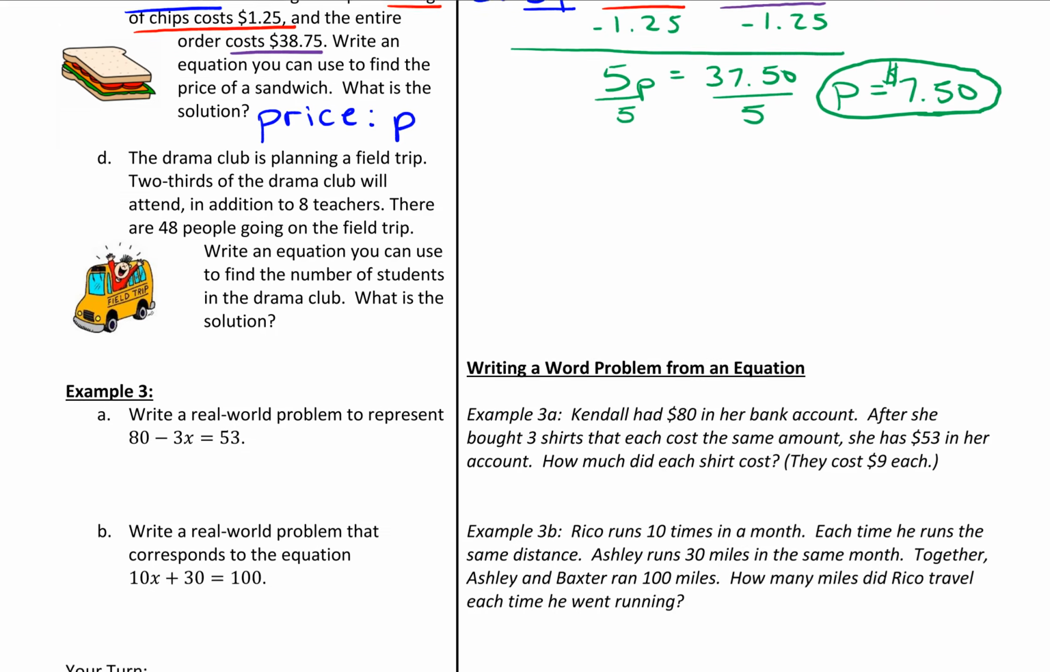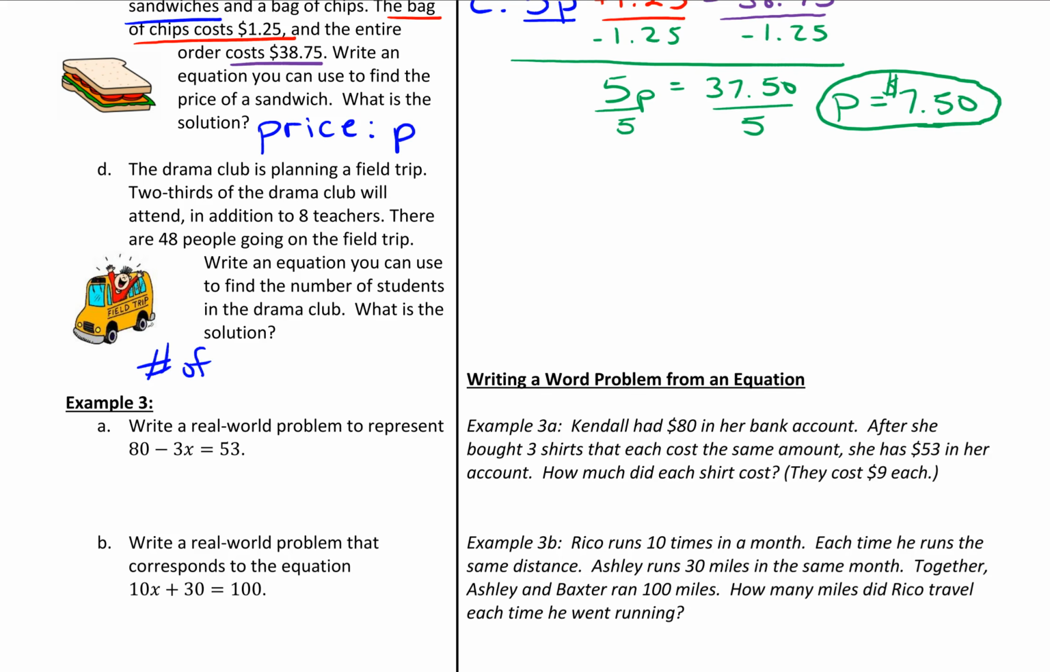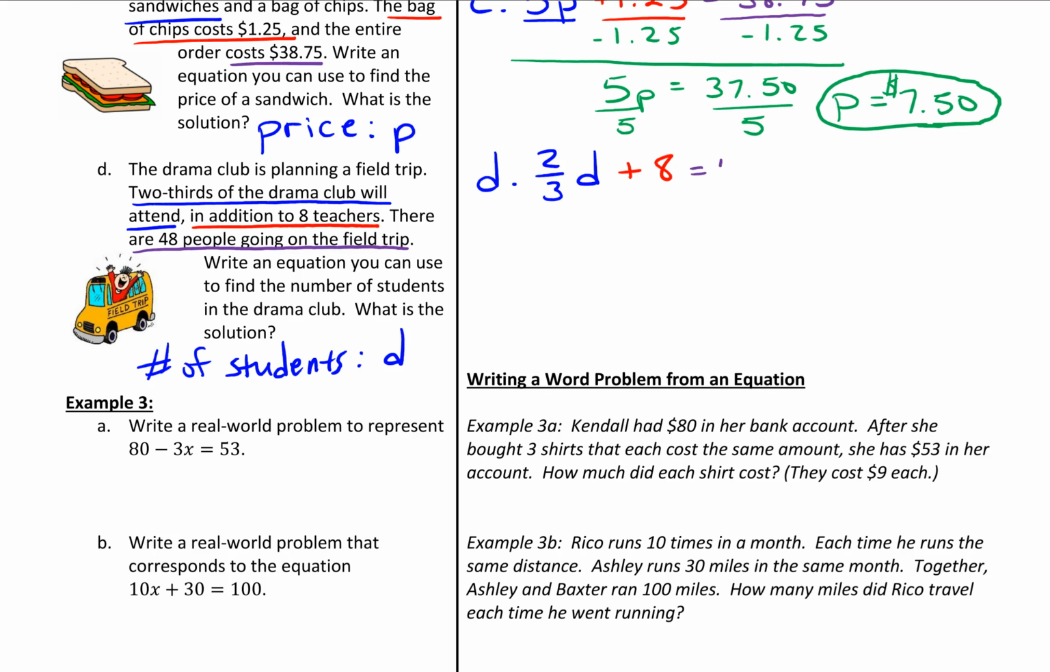So here, to know the number of students in the drama club, I'm going to use the variable D. So let's look at our equation here. We know that 2/3 of the drama club is going to attend. We don't know how many people are in the drama club, so we'll just say 2/3 times D. 2/3 times the number of people in the drama club, in addition to 8 teachers. That right there tells you it's going to be plus 8. And there are 48 people going on the field trip, equals 48.